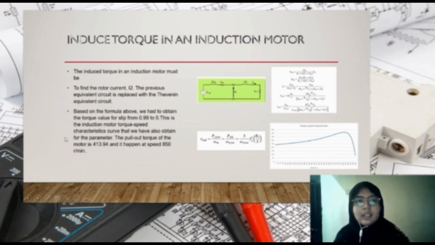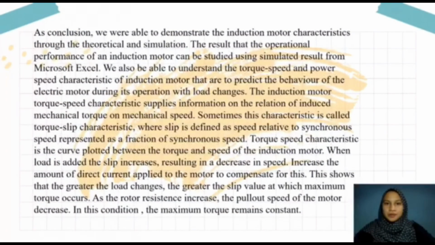This is the induction motor torque speed characteristic curve that we have also obtained for the parameter. The pull-out torque of the motor is 413.94, and it happened at 850 RPM. As you can see, this is the graph, with 400 on the y-axis and 850 on the x-axis. I will present the conclusion for Project 1.